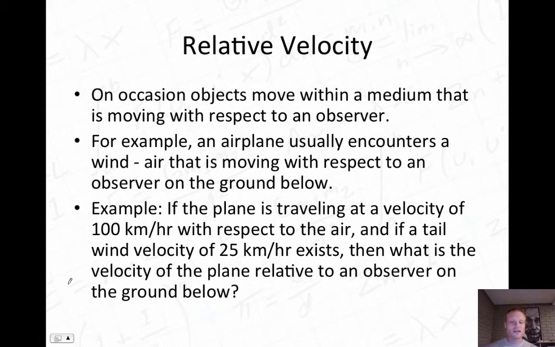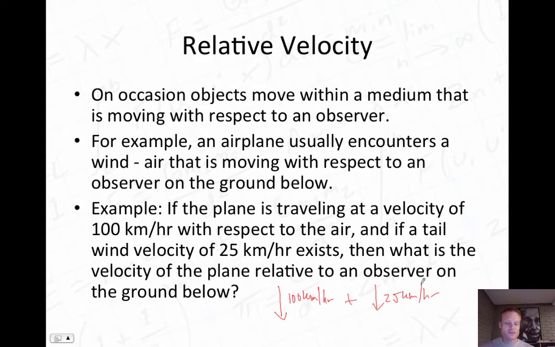So for example, an airplane usually encounters some wind, air that is moving with respect to an observer on the ground. So if a plane is traveling at a velocity of 100 kilometers per hour with respect to the air, and if it has a tailwind velocity of 25 kilometers per hour, what is the velocity of the plane relative to an observer on the ground? Well, that's a good question. If we just start to draw our vector diagrams, it doesn't say so much in terms of a direction, so I'm just going to put down here, here's my plane vector, and it's going 100 kilometers per hour. And we have some wind, tailwind, going in the same direction, that's 25 kilometers per hour.